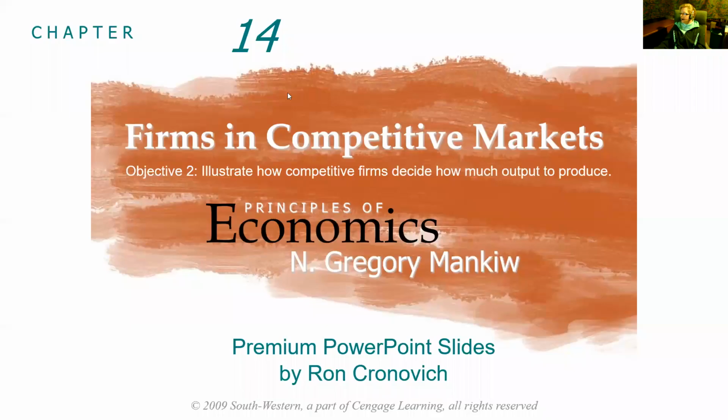Go ahead and share my screen with you. Okay, so in this objective, we're going to take a look at how much a particular firm might decide to produce and why they're going to produce that amount. Remember, in a perfectly competitive market, the product is homogeneous. It's all the same. So people buy based upon price.